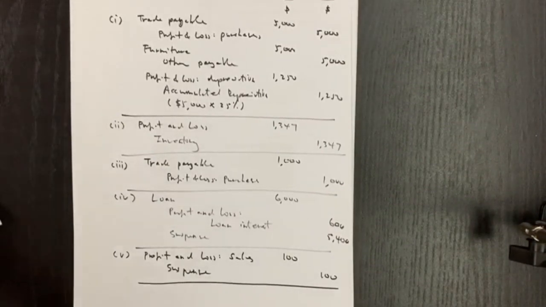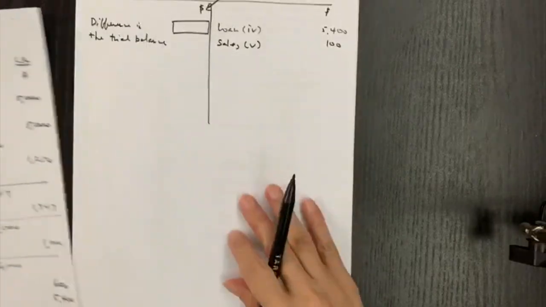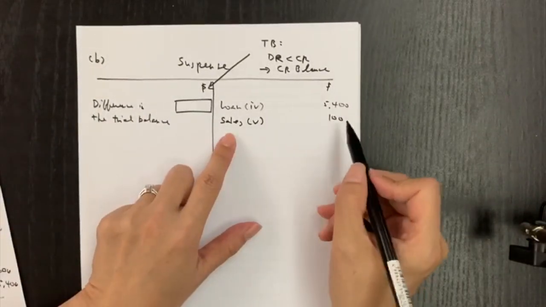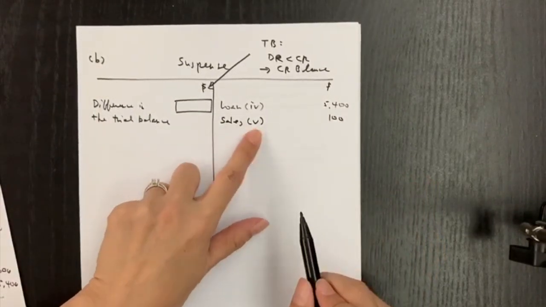Now let me show you the suspense account. So where is my suspense account? My suspense account is here. In the suspense account, I credit 100 because of sales, and this is point number 5.